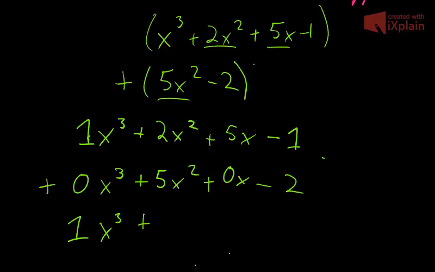So we'll go to the next one. I have a 2 and a 5. That gives me 7. Oranges and oranges stay oranges. 2 oranges plus 5 oranges is 7 oranges. We're going to keep that right there and keep on chugging along. 5x and 0x is going to be 5x. And we're going to subtract: negative 1 minus 2 is negative 3. Just like that, we are done.